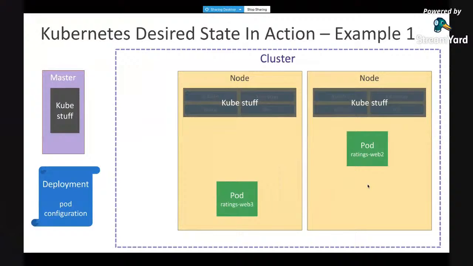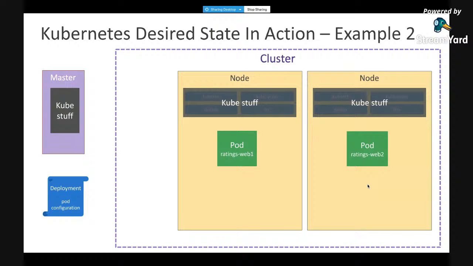Does anyone remember what components would make that happen? So the kube controller, yeah, and etcd, exactly. So etcd is gonna have 2 stored in there, the reconciliation engine is gonna realize 2 aren't running, and the API server is gonna talk to the kubelet on the node to make sure another one comes up. Make sense?